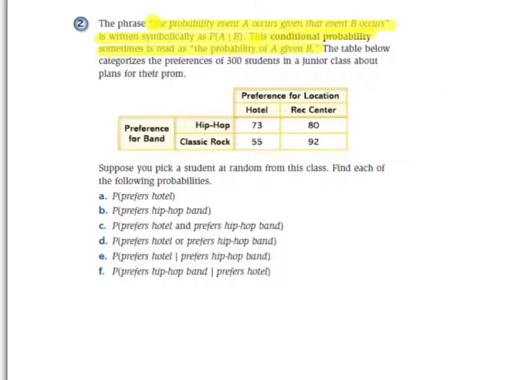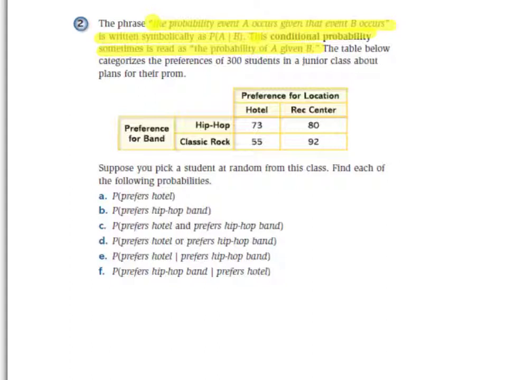Again, as we read the phrase, the probability that event A occurs given that event B occurs is written with the symbols P of A, line, B. This is conditional probability, the probability of A given B. Let's do some problems.